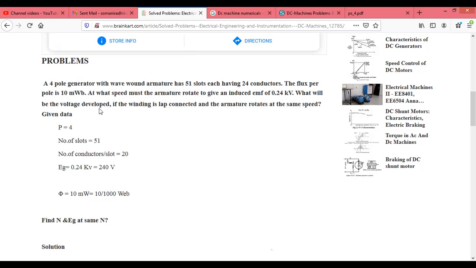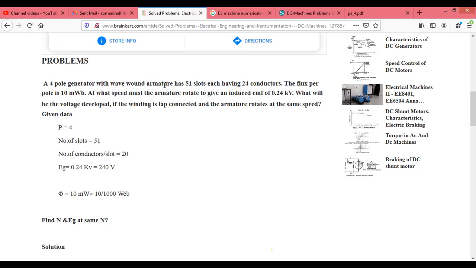What will be the voltage developed? They have given this induced EMF, but you are supposed to find the new generated voltage when the winding is lap connected and the armature rotates at the same speed. It means you are not supposed to change the speed; you keep the speed constant. Here they have given 4 poles, 51 slots, and the number of conductors per slot.